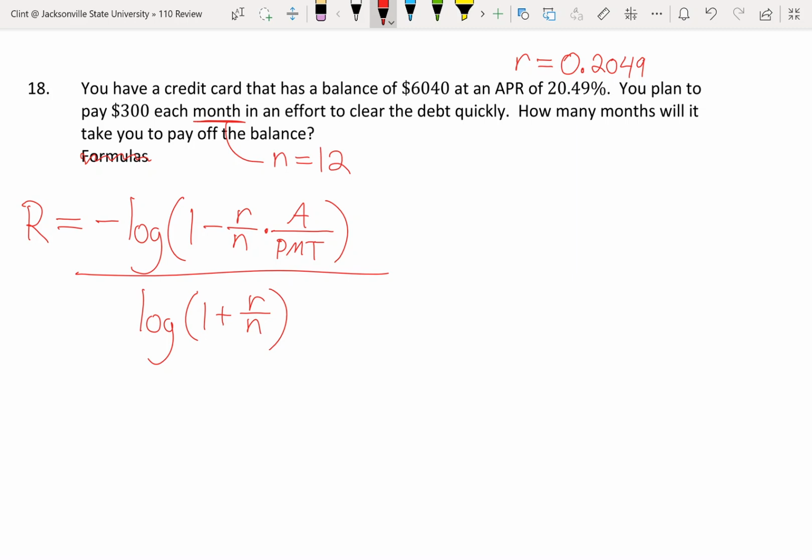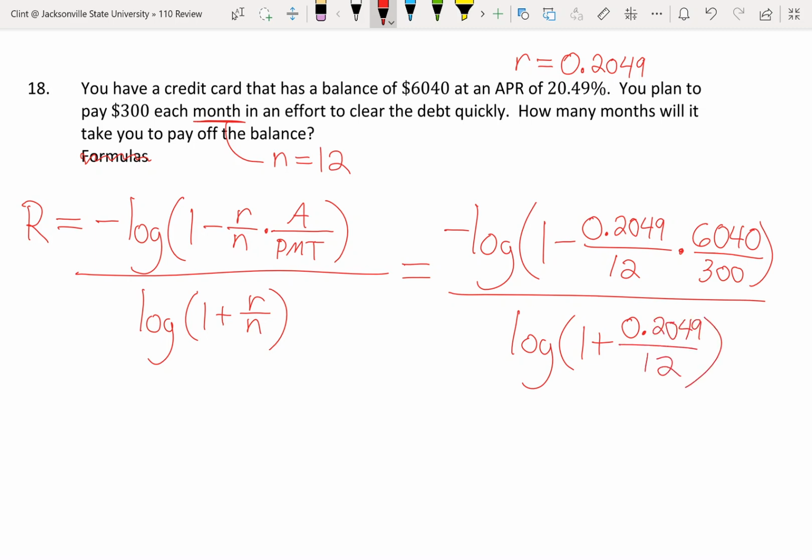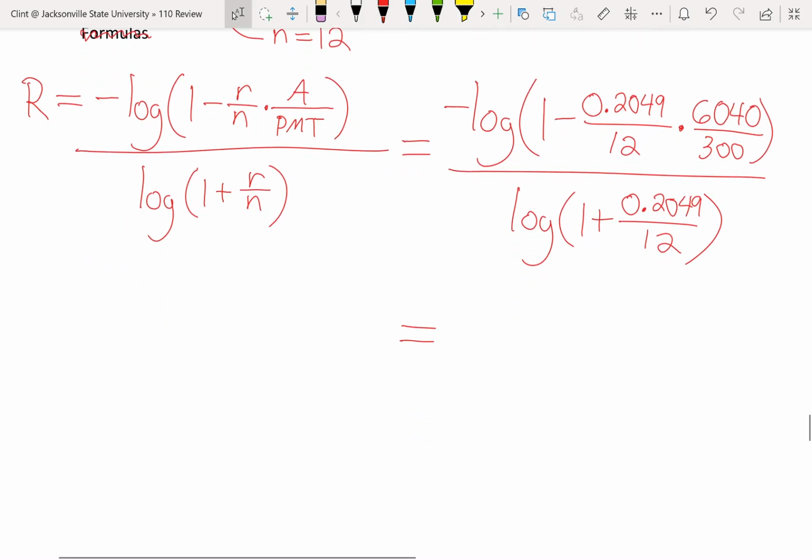So I'm going to hit negative log. Mine opens a parenthesis up on its own. And then we need to fill in the numbers, don't we? The negative log of 1 minus 0.2049 over 12 times 6040 over 300. That's over the log of 1 plus 0.2049 over 12. Okay, I'm doing negative log, and mine opens up a parenthesis. I'm doing 1 minus 0.2049 over 12 times 6040 over 300.